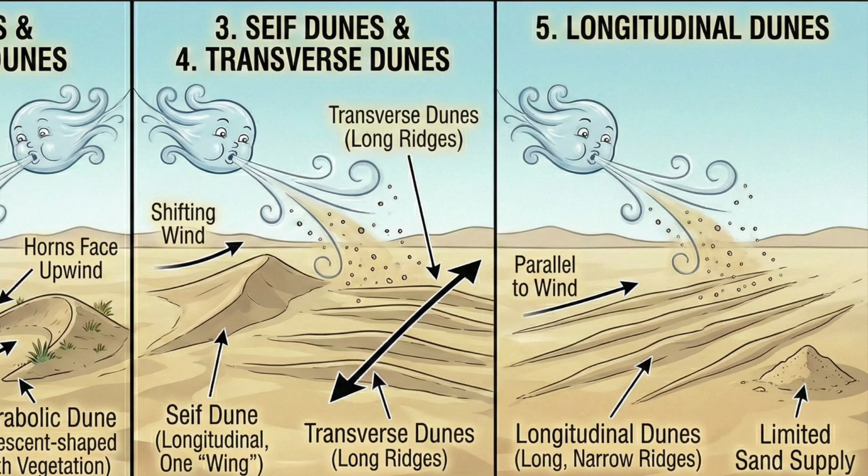Number 4. Transverse dunes. These are long ridges of sand that align perpendicular to the constant direction of the wind. Number 5. Longitudinal dunes. These form as long, narrow ridges that align parallel to the direction of the wind and occur when sand supply is limited.